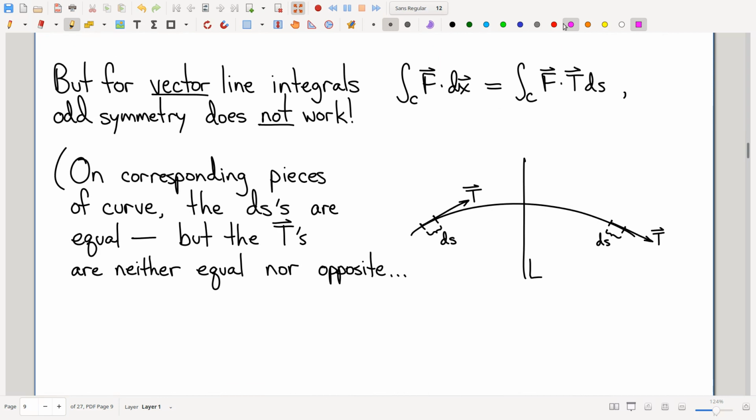Okay, here's the bad news. For vector line integrals, there is no odd symmetry theorem. It doesn't work. It just flat does not work.